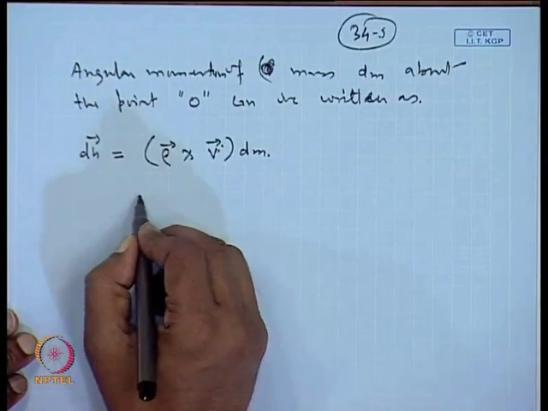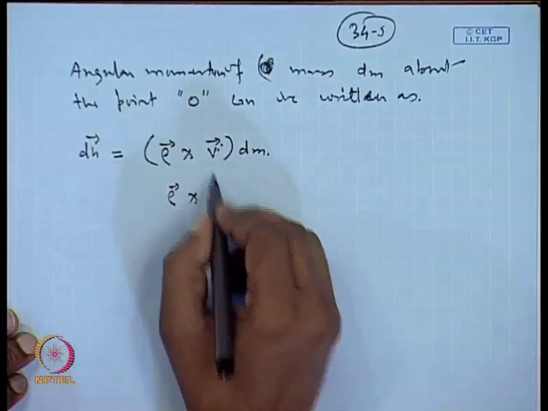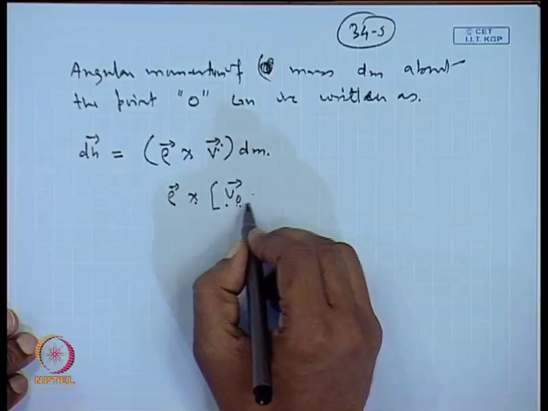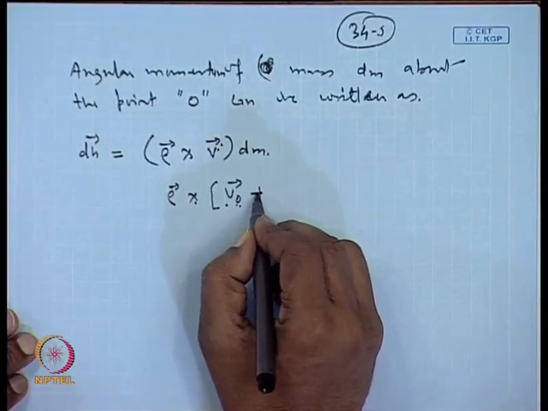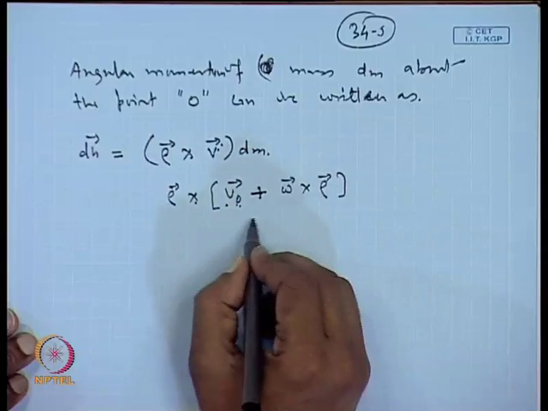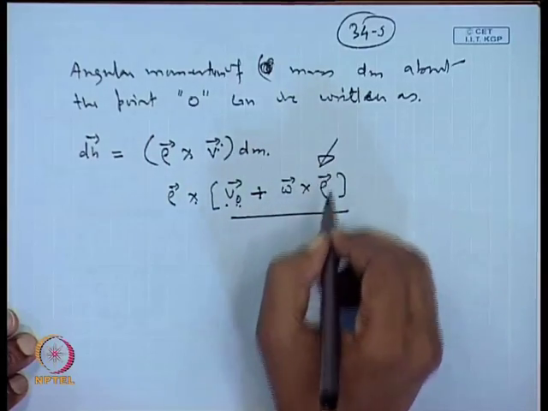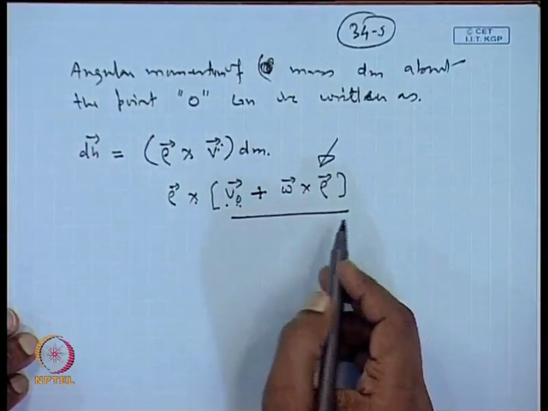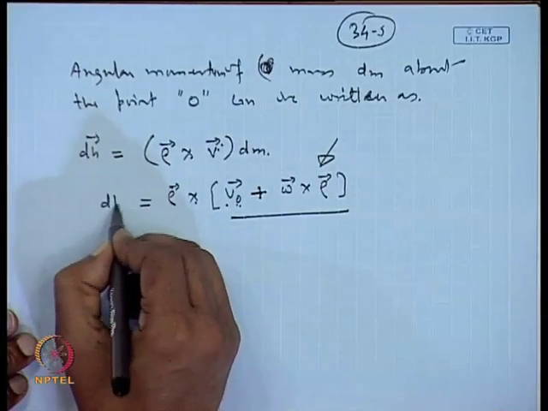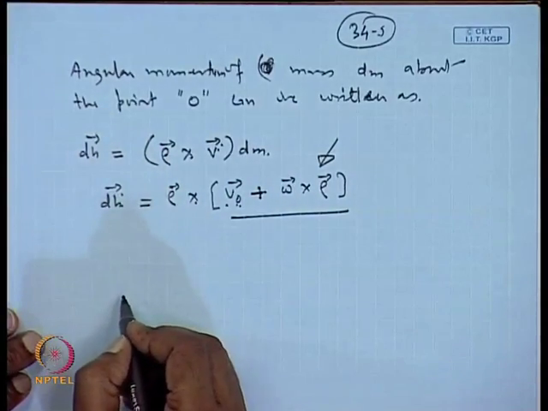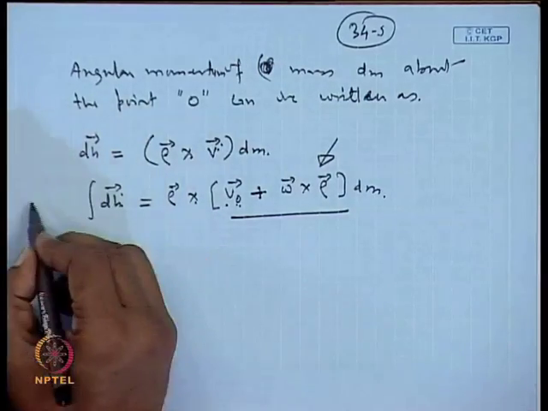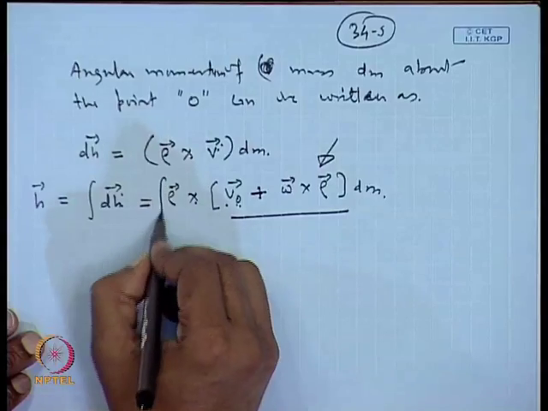And v obviously can be written as the velocity of the center of mass, which is v naught plus omega cross rho, and this we have worked out in the few initial lectures at the start of this course. So, if we integrate this, we have to multiply it by dm here, and if we integrate it, we get H.